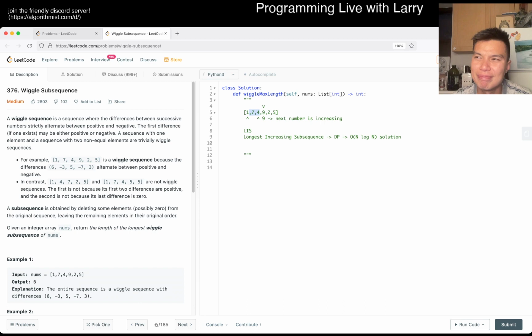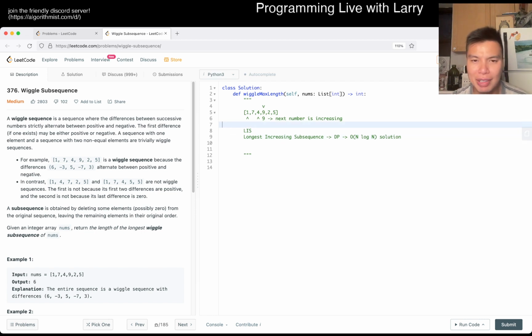Hmm. Let me see. I mean, I think I have the idea, to be honest, but I'm trying to think about how to explain it and how to prove it. Because basically the idea is almost like this idea of digit DP, right?